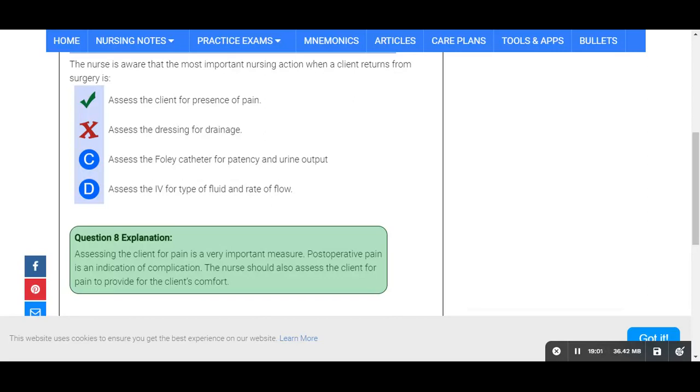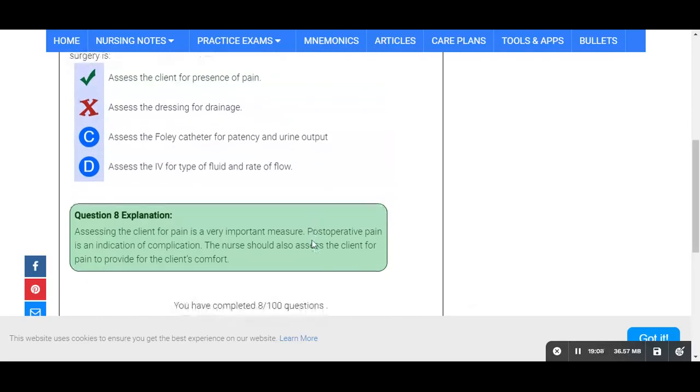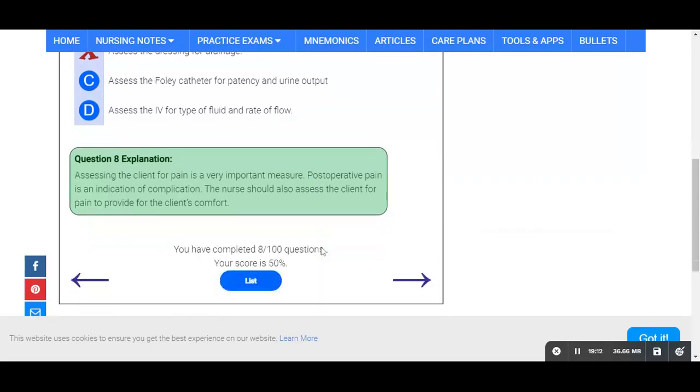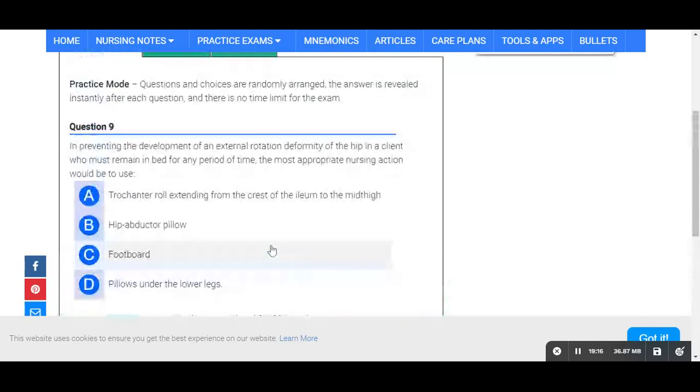You were opened up, so pain is pretty much normal. But once again, we have to assess the client for presence of pain because so much pain can be indicative of complication. So it is very, very important to do that. We have a 50% score now.